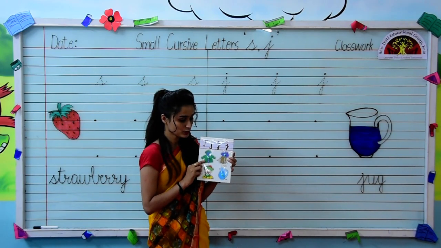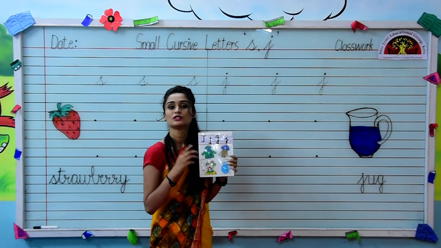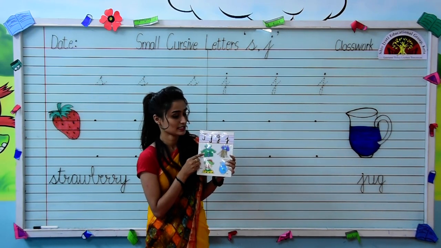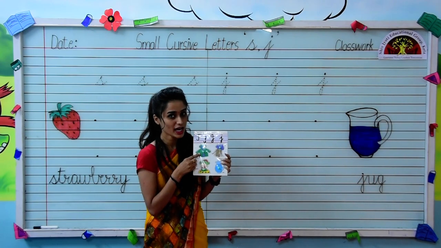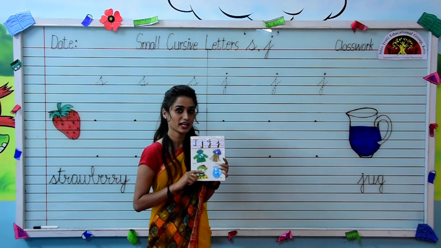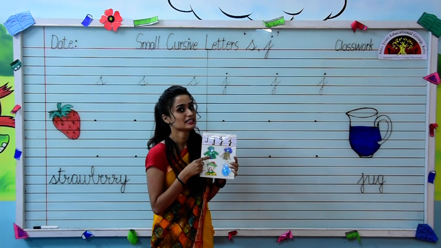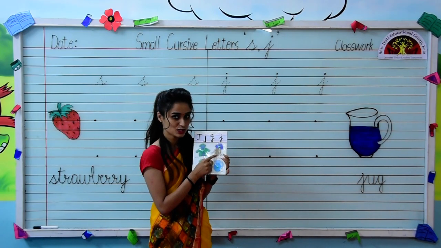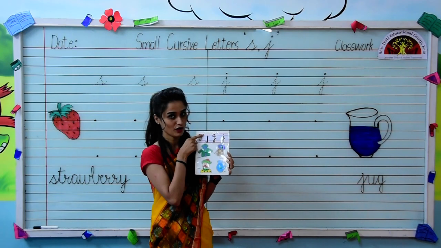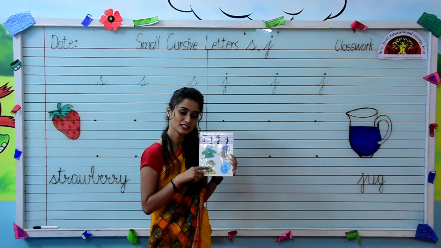So kids, as you can see, few pictures are there below these formations. So let's see. First one is jacket. J for jacket. You all wear jackets in winters, no? Yes, the same jacket. Come on the next one. J for jellyfish. Jellyfish lives in the water.